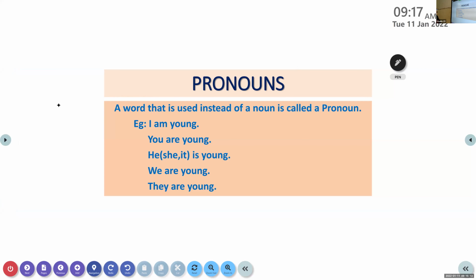I, we, you, he, it, they are personal pronouns. Because they stand for the three persons. They stand for how many persons? Three persons. I've told you we are going to learn three persons.